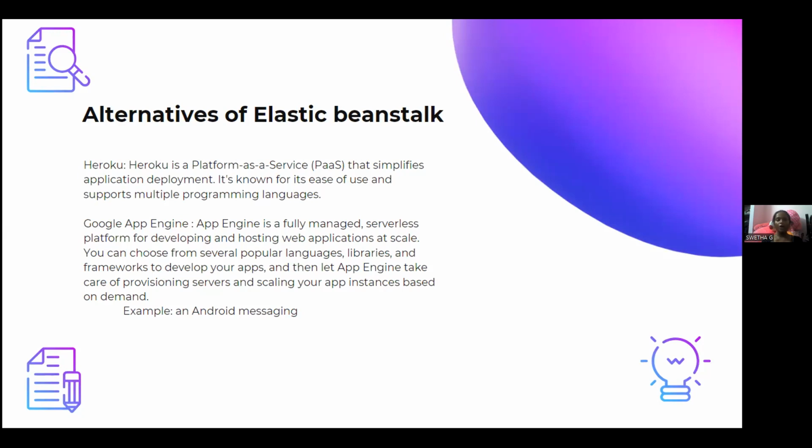Google App Engine is a fully managed serverless platform for deploying and hosting web applications at scale. You can choose from several popular languages, libraries, and frameworks to develop your application. App Engine takes care of provisioning servers and scaling your application, and it adds app instances based on demand. Example, Android messaging.